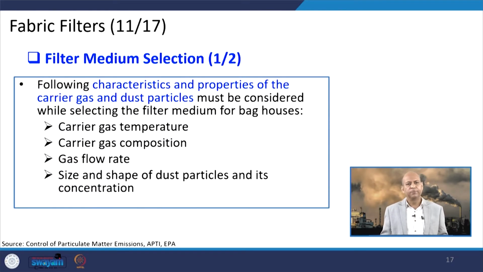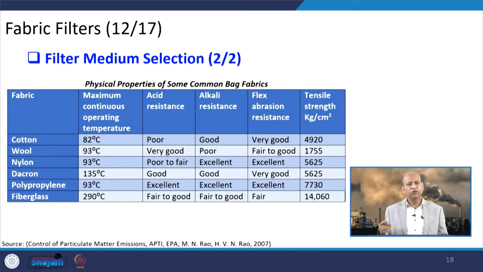Then if we talk about the different properties of the filter media which are important for these bag house filters or fabric filters, these are carrier gas temperature and carrier gas composition, like SO2. If it is there, then we have to select filter media which can resist the chemical attacks. Then gas flow rate, size and shape of the dust particles, and their concentration, because accordingly the pore size will vary, the efficiency of removal will vary, all these things will vary.